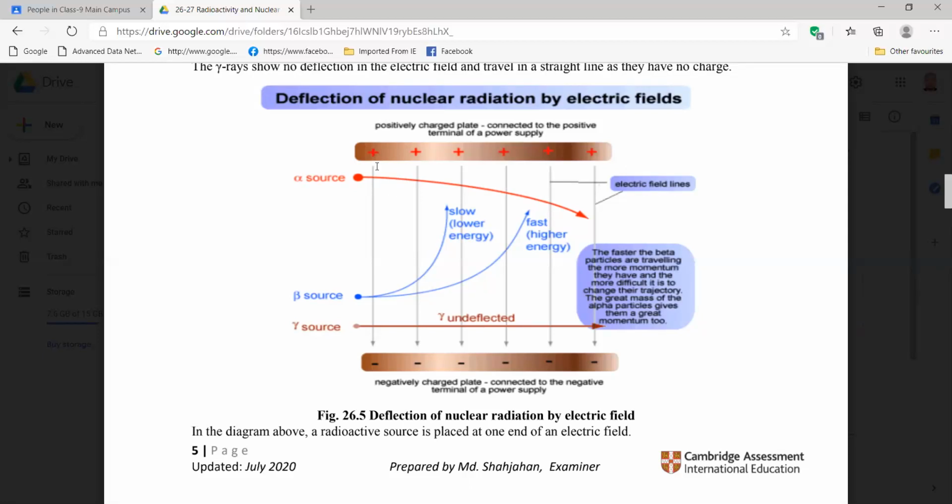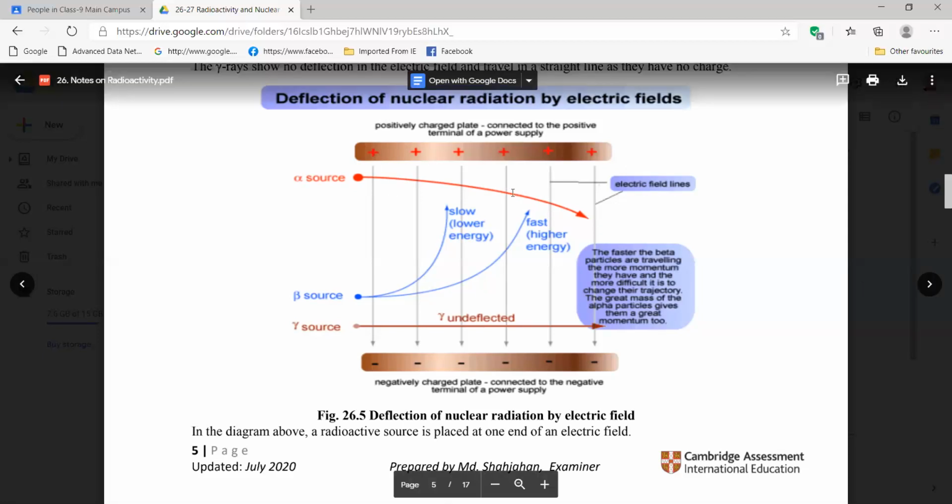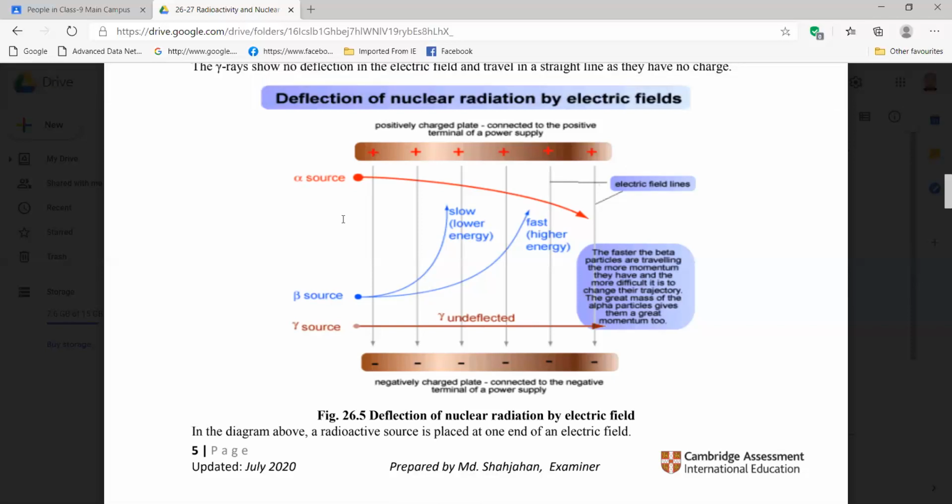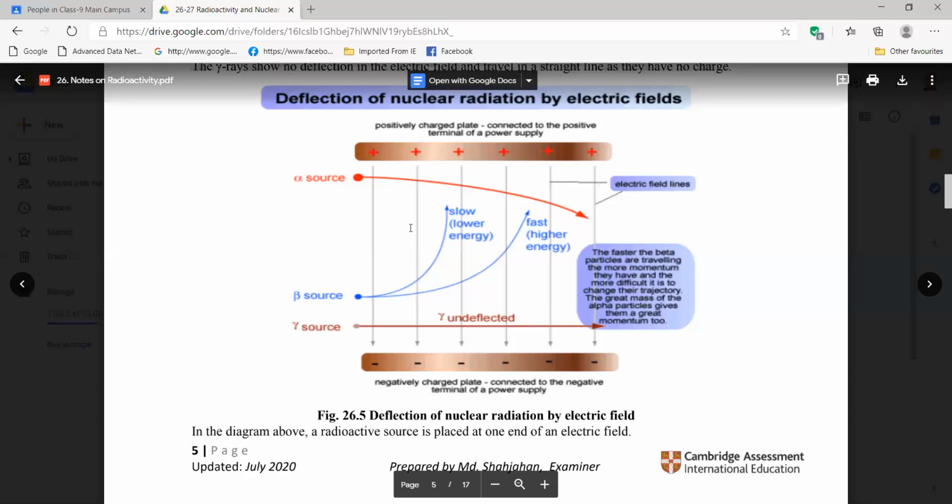Can you do it in structured questions? Or in MCQ, they will ask you whether this type of deflection is correct or not. They will give you different directions. Sometimes they will give you bending this way, or straight. That time you have to identify which one is correct.